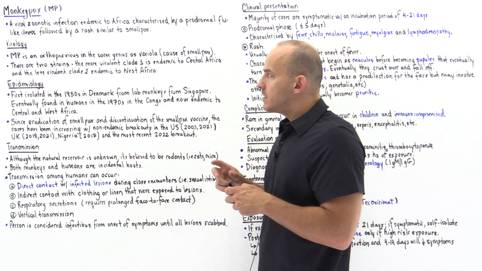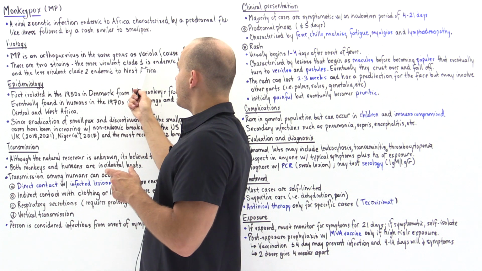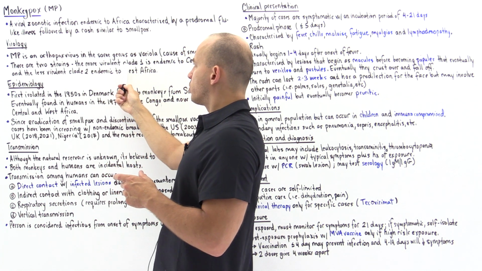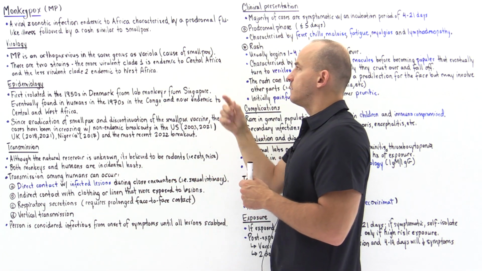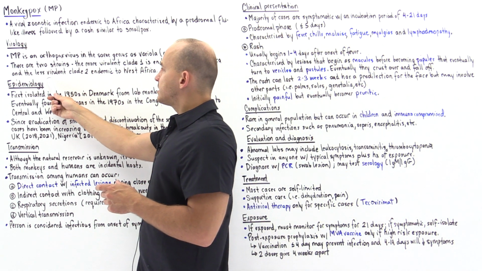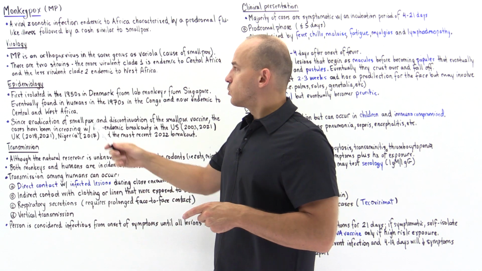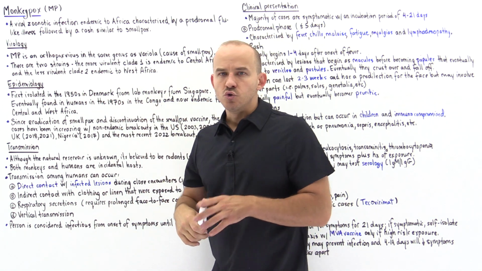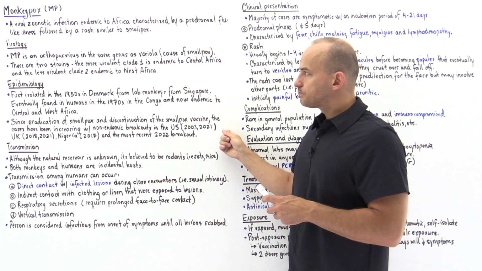Now, there are two strains of monkeypox. We have strain 1 known as clade 1. This is the more virulent that is endemic to parts of Central Africa, such as, for example, the Congo. And then we have the less virulent second strain, so clade 2, that is endemic to West African countries.